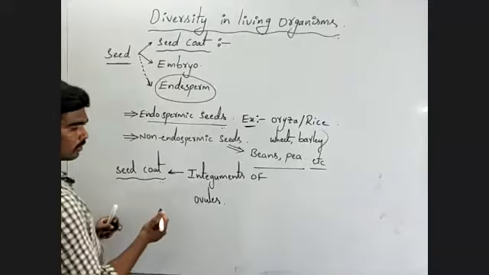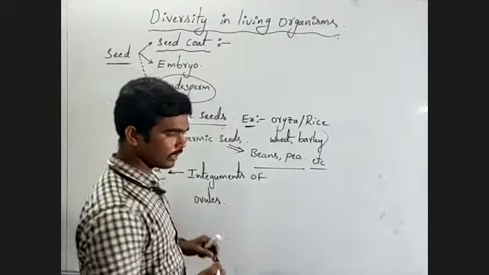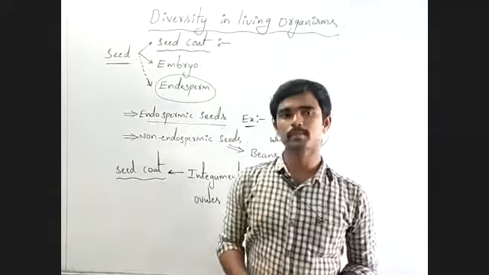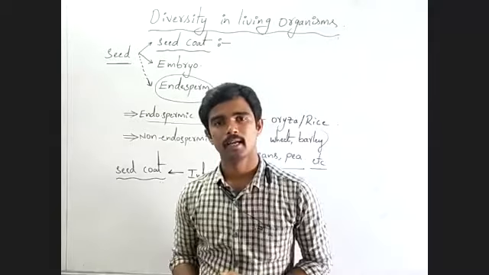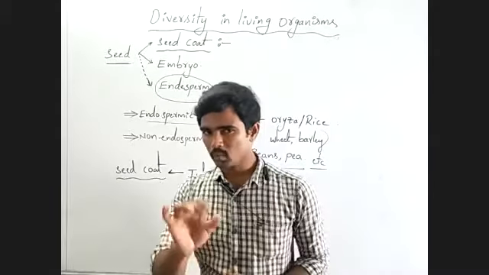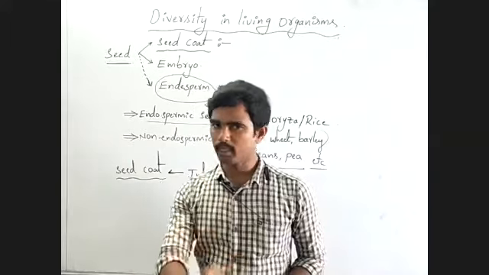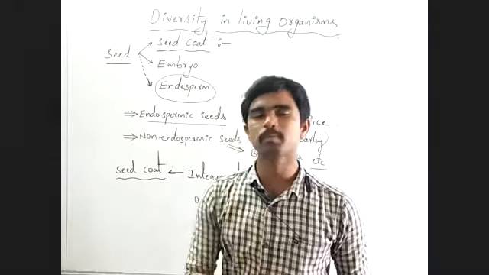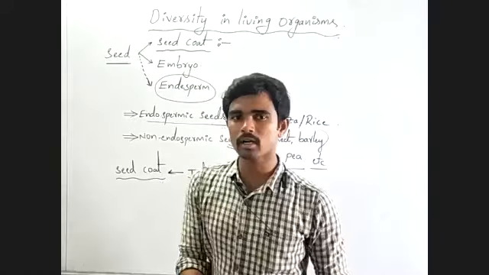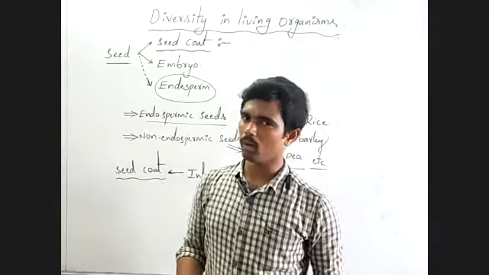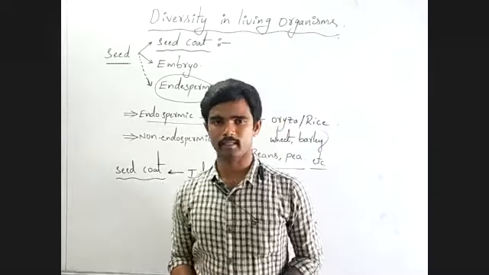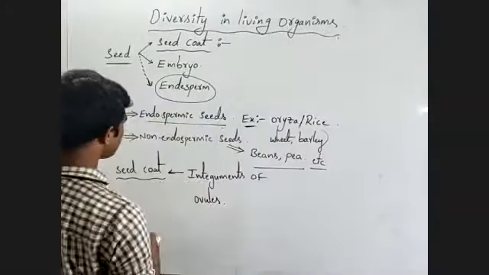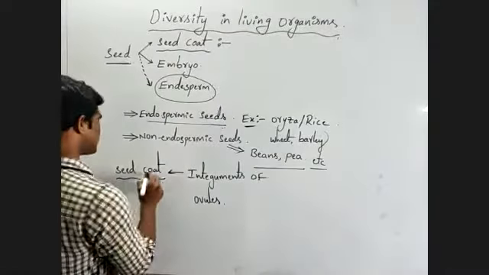When we observe the integuments of the ovule, at a region, integuments are absent. Integuments surround the entire ovule, but at a small region, integuments are absent. That region is called micropyle. That micropyle is modified as a small pore of the seed coat.